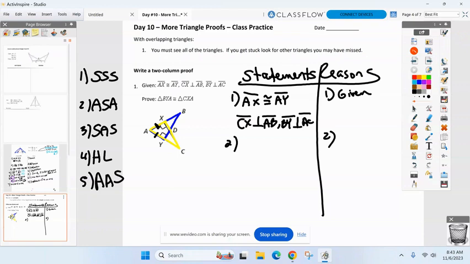AX. Don't look at mine. You guys highlighted them. Is AX a full side in one of those 2 triangles? Yeah. It's right here in my yellow one. It's a full side. How about AY? Is AY a full side in one of those triangles? Yeah. So I'm putting an S next to this. I gave you a full pair of sides.